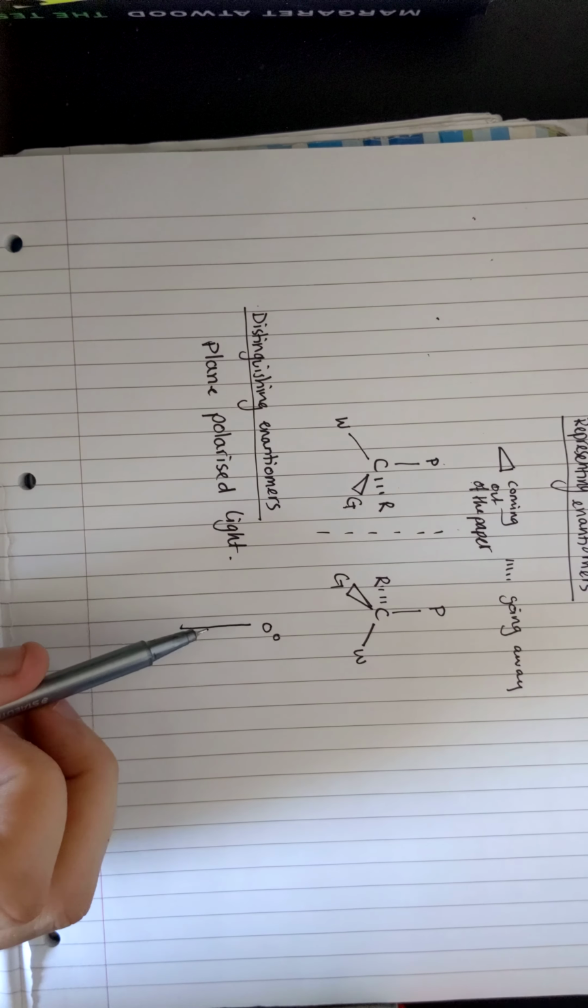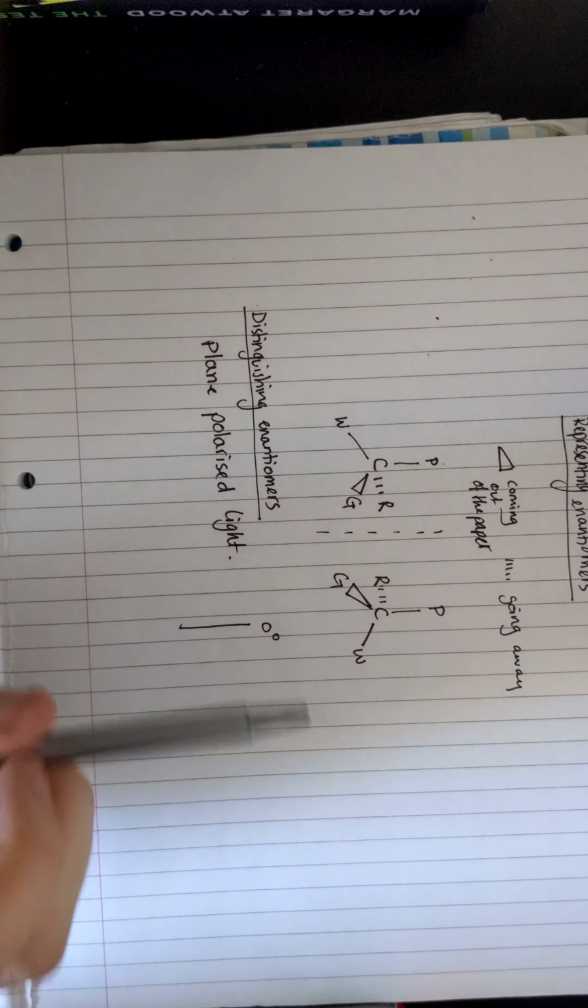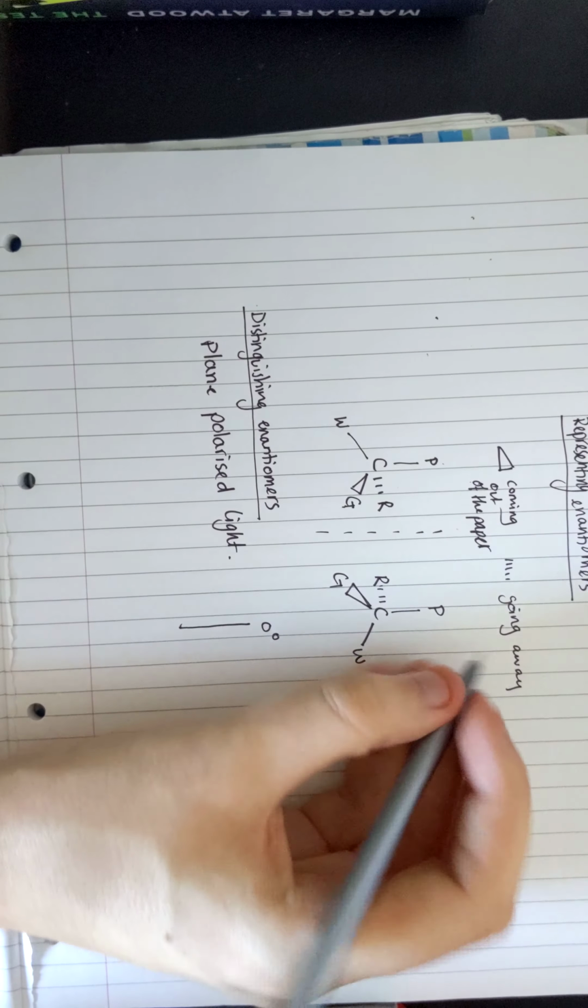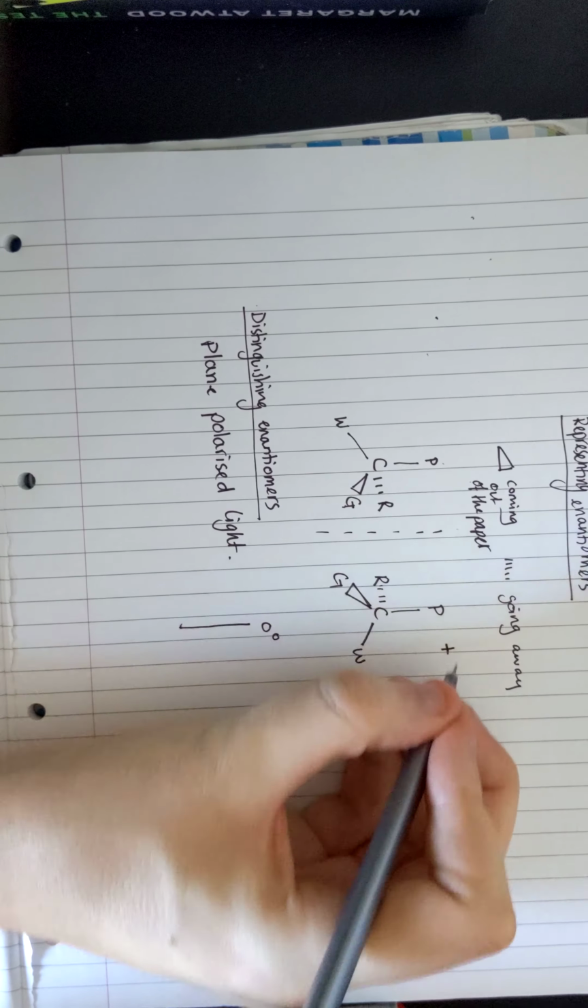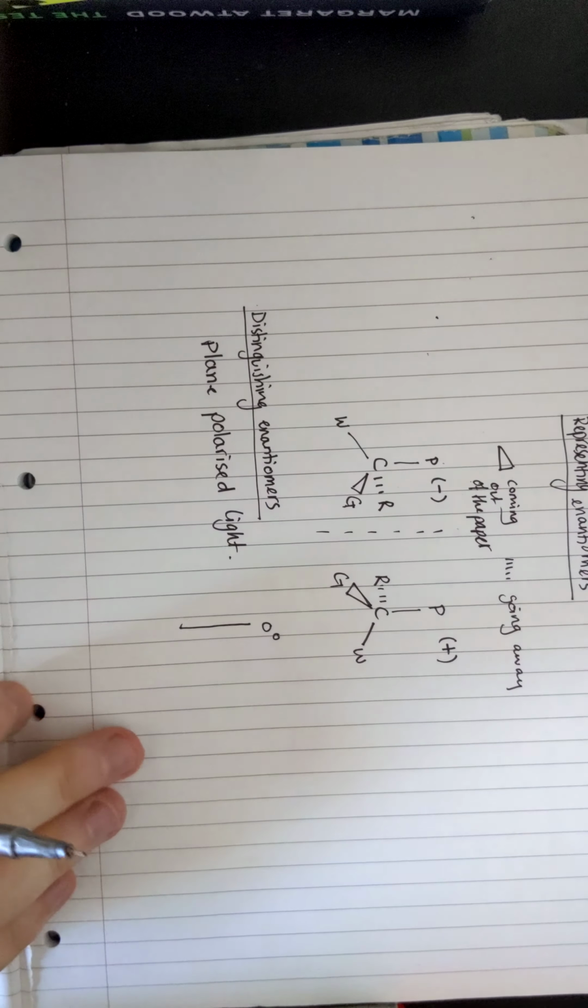Now we're going to take that plane polarized light, we're going to pass it through a sample of our molecule. Now one of them will be the plus enantiomer, and one of them will be the minus enantiomer. Now I have no idea which one it is. I believe it is borderline impossible to predict which one's going to be plus or minus. It just has to be found experimentally.